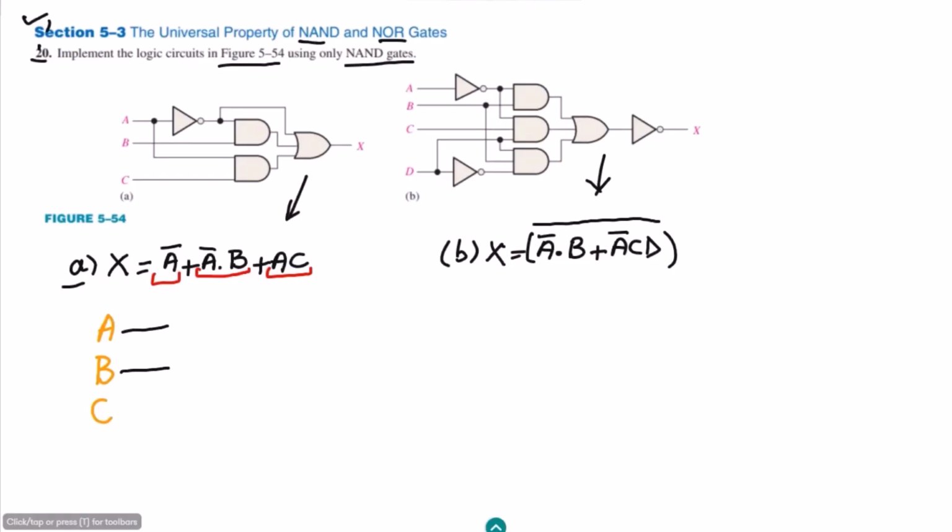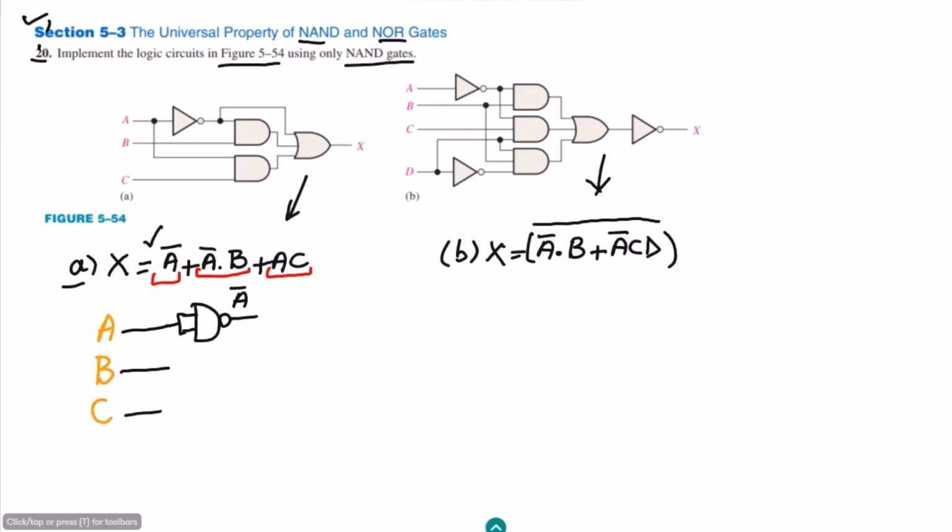Let me draw the input lines here. This is A, this is B, this is C. Let me first get A complement. To get the A complement, let me draw the NAND gate so that the two inputs of this NAND gate are combined, and the output of it will be the A complement.